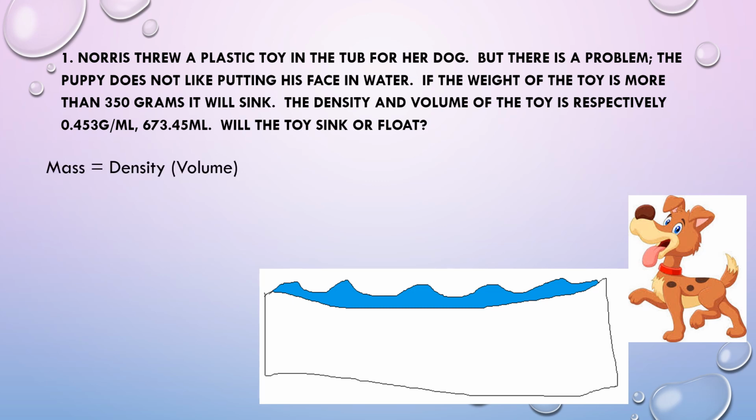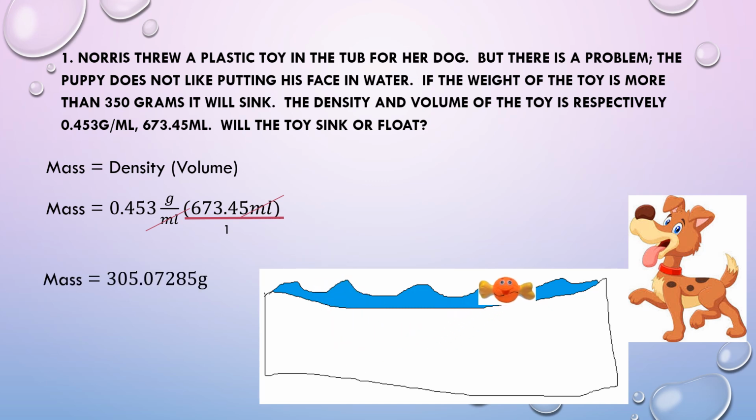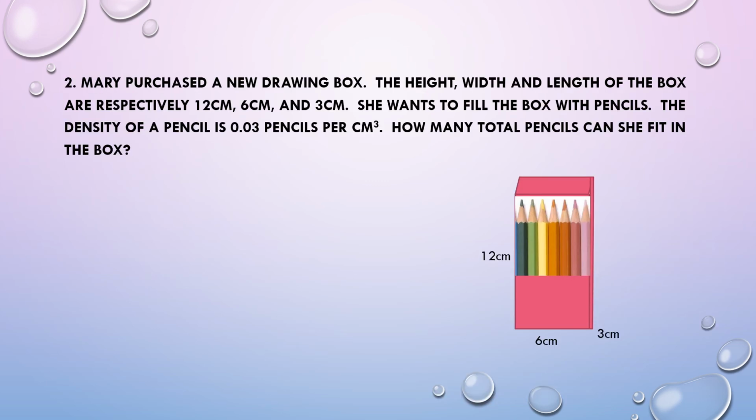So we need to figure out first what the mass is. So all we're going to do is rearrange our density formula so it has mass equals density times volume and multiply those two numbers together. So as you can see, we have grams over milliliters, and then we have just milliliters. As you can see, they are diagonal from one another, so that means they cancel out here. So multiplying those two numbers, we have 305 grams approximately, so that is less than 350 grams, therefore it will float.